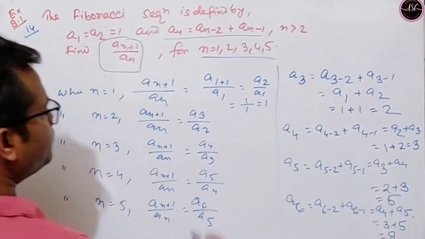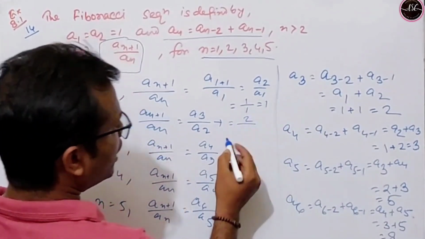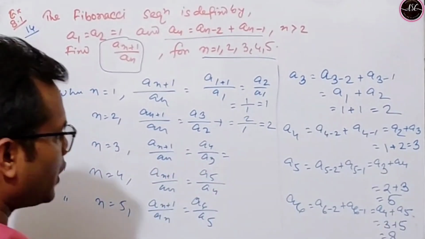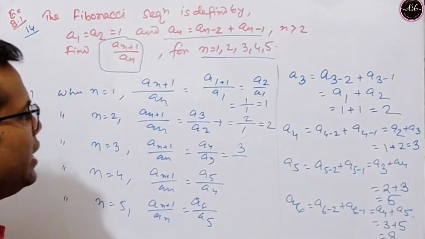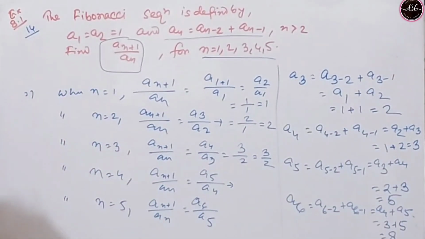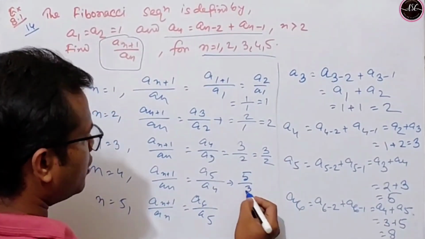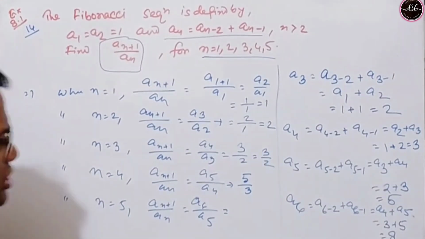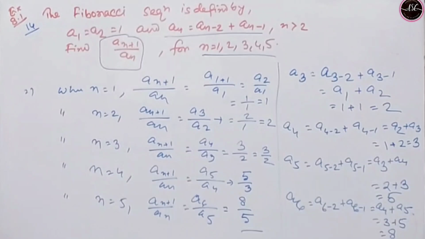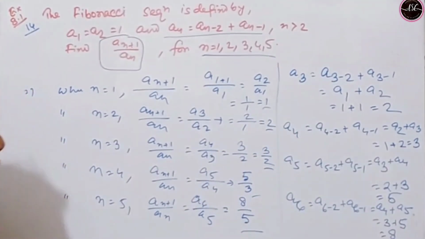So 1 by 1 equal to 1. For this, A3 by A2, A3 equal to 2 and A2 equal to 1, so this will be 2. And here A4 by A3, A4 equal to 3, and here A3 equal to 2, so 3 by 2. And for this A5 by A4, A5 equal to 5 and A4 equal to 3, and here A6 by A5, A6 equal to 8 and A5 equal to 5, so that will be the answer: 1, 2, 3 by 2, 5 by 3 and 8 by 5.